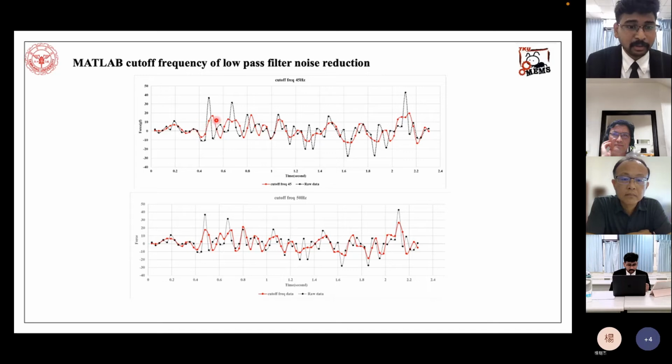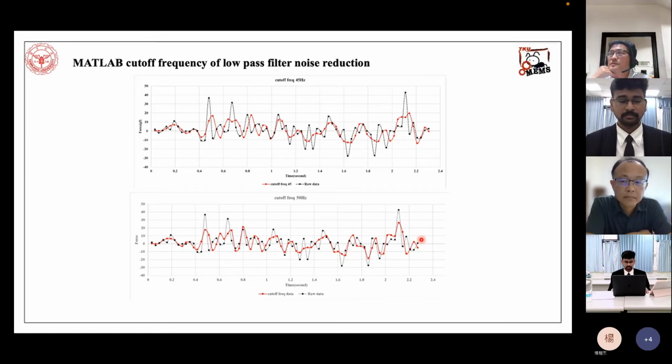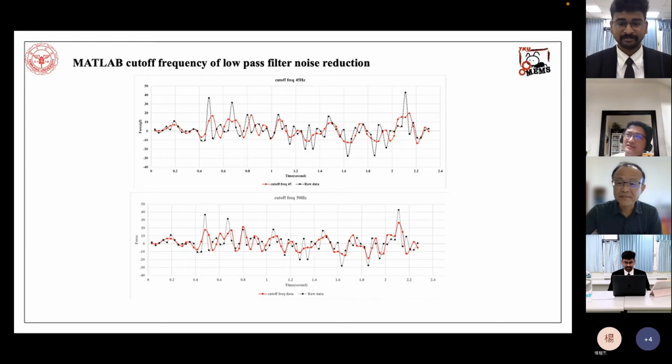In this slide, you can see there is no match of the data. But when I used 50 Hertz as my cutoff frequency, there is a comparatively good match between my raw data and my processed data. So we need to do a kind of trial and error method after we derive our cutoff frequency. Thank you. These are my questions. Okay. Thank you so much for your questions, Professor. Thank you, Professor Wu.